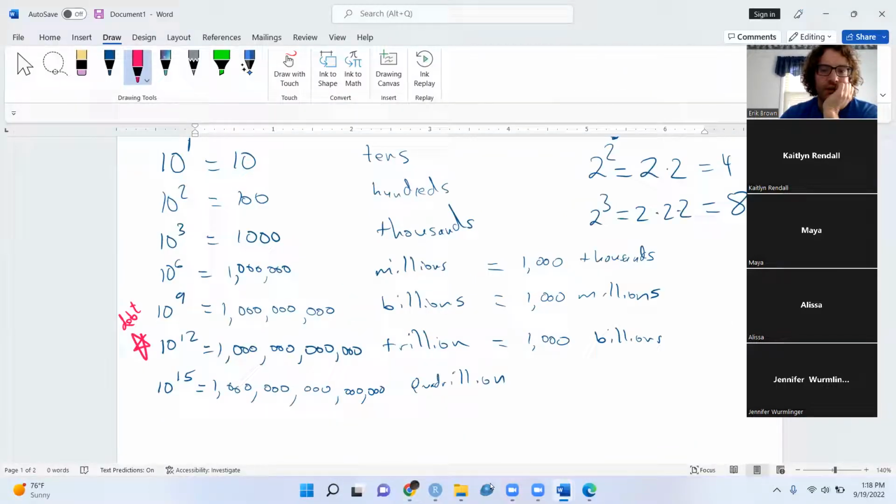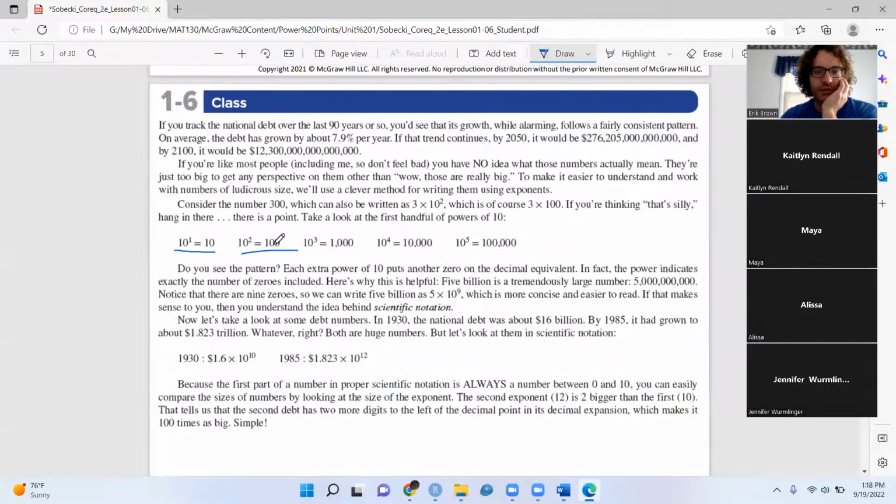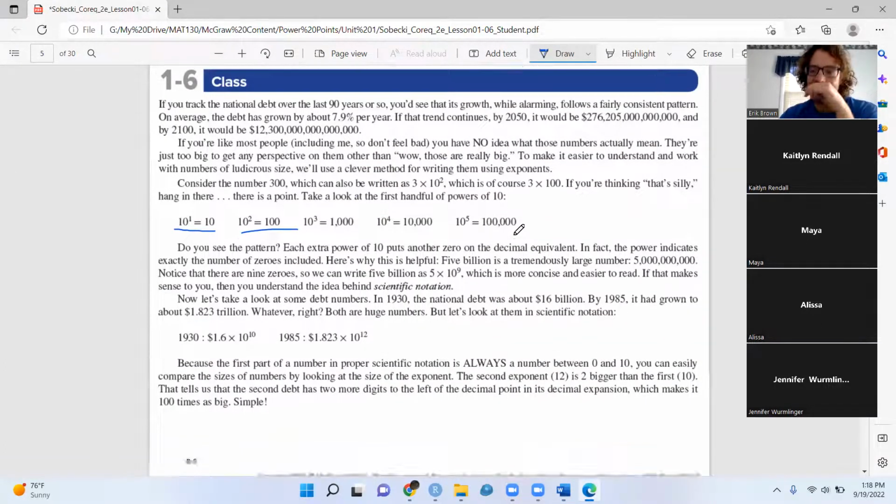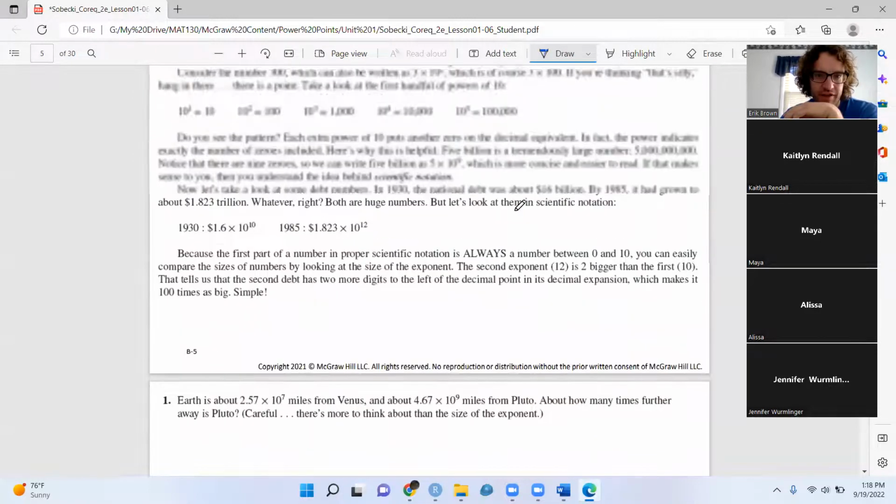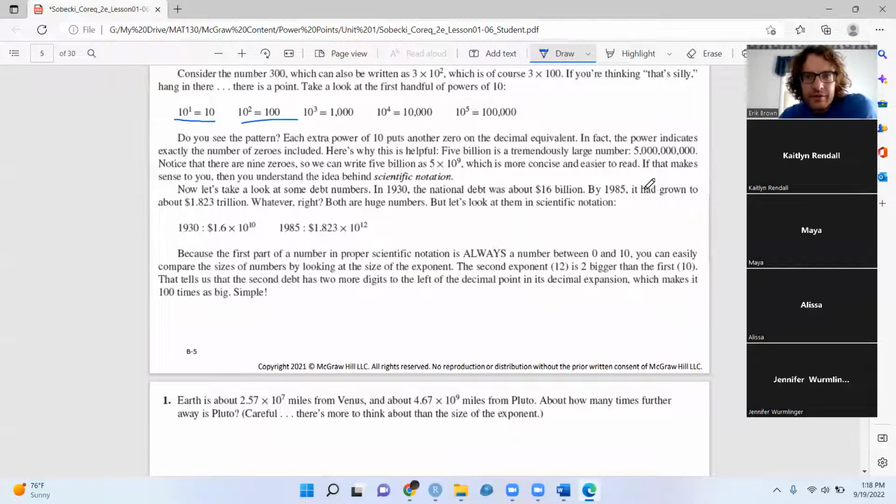Oops, I didn't want to go there. All right, let's go back to our notes then. So I've talked through what this is. And then scientific notation, let me give you a definition of it. He buries it in here.